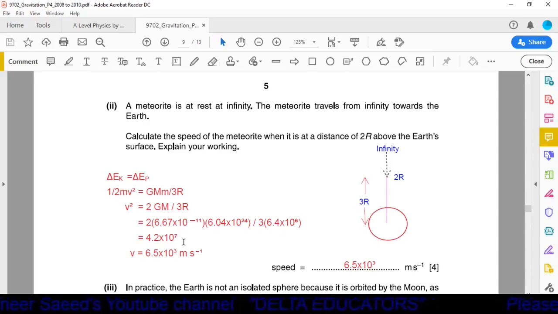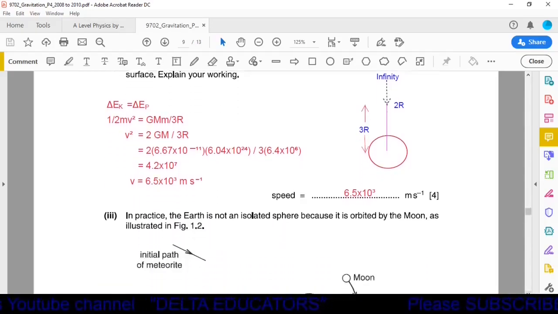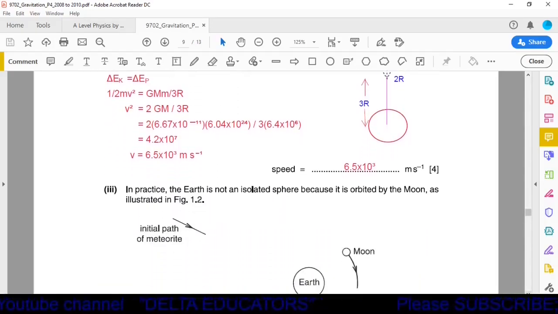Okay, we have to calculate the value of v. So v will be the square root of this value. By taking the square root, we will get the answer 6.5 into 10 power 3 meters per second. So the velocity of the object at a distance of 2r from the surface of the earth is equal to 6.5 into 10 power 3 meters per second.